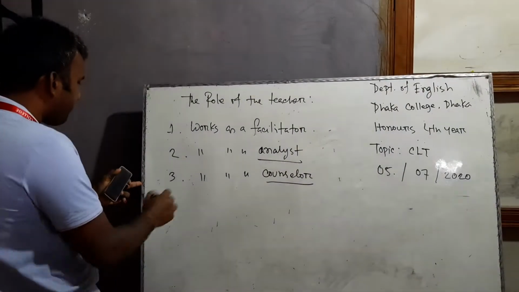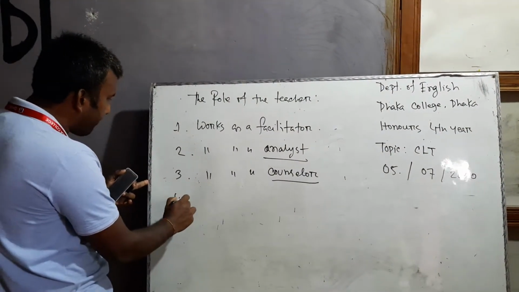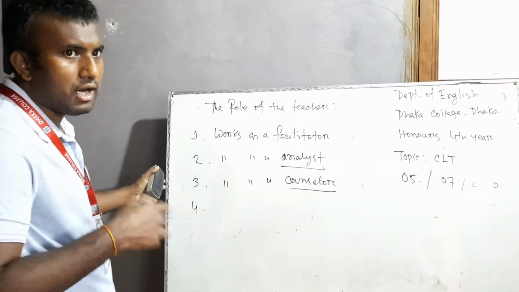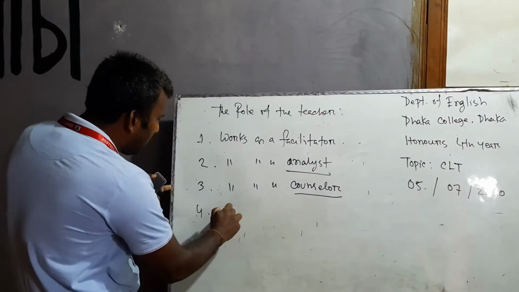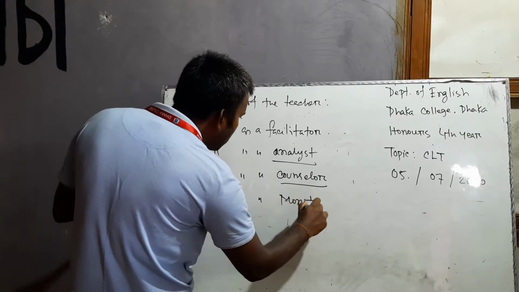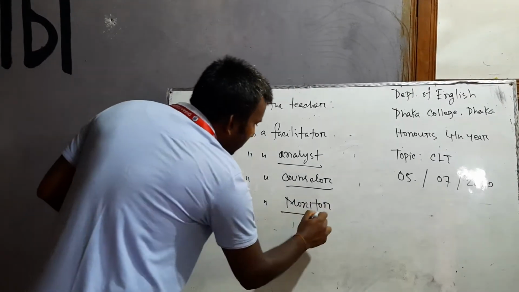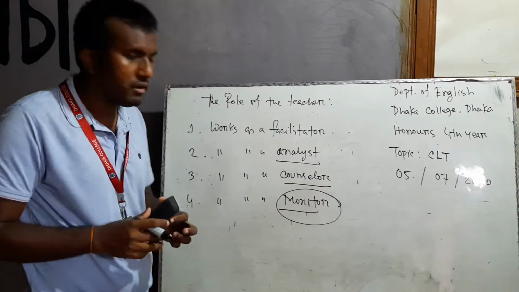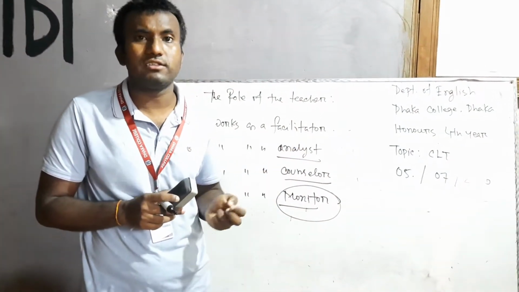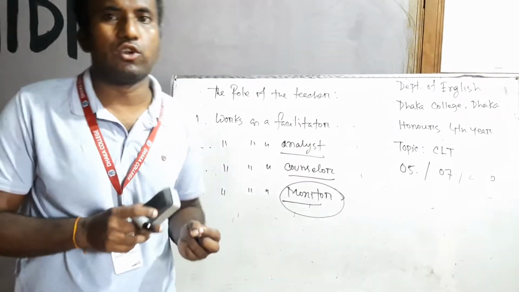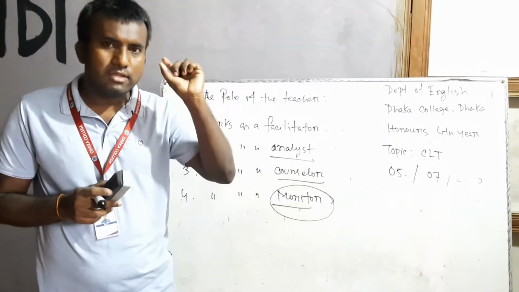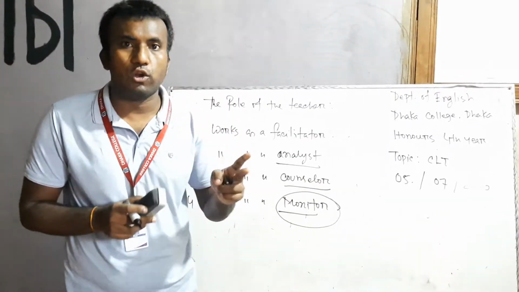Then we need to talk about the fourth role of a teacher. Look at the fourth point. There is monitor. CLT is sometimes called a teacher-oriented methodology, a teacher-oriented approach, because the teacher will play an active role here.